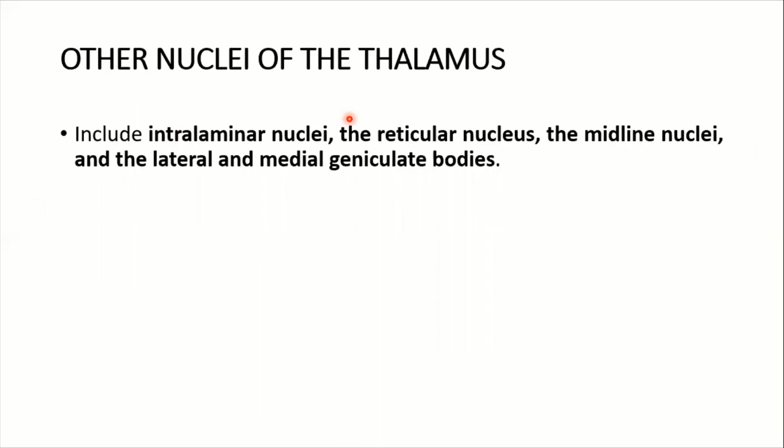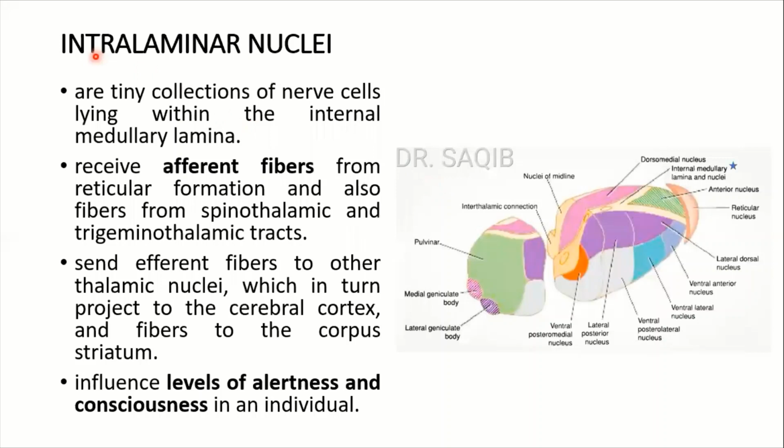So the other nuclei of the thalamus include the intralaminar nuclei, the reticular nucleus, the midline nuclei, and the lateral and medial geniculate bodies. Intralaminar nuclei: this is the internal medullary lamina. Here you see the stem, and here it splits to make a Y shape, as told in my previous lecture. The nuclei you see lying here are the intralaminar nuclei, tiny collections of nerve cells lying within the internal medullary lamina.